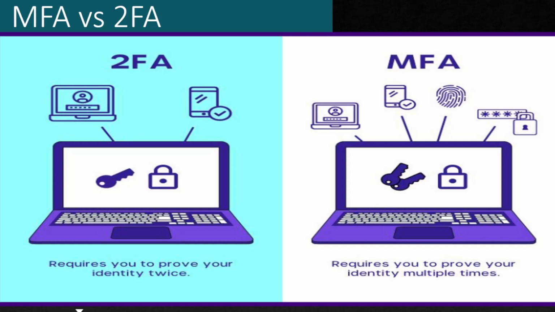Now, the second factor may not necessarily be a physical device. It can be anything that only the person should have access to. A lot of times, users can choose whether they want the second factor to be maybe a code sent to their email address or an SMS message sent to their phones.